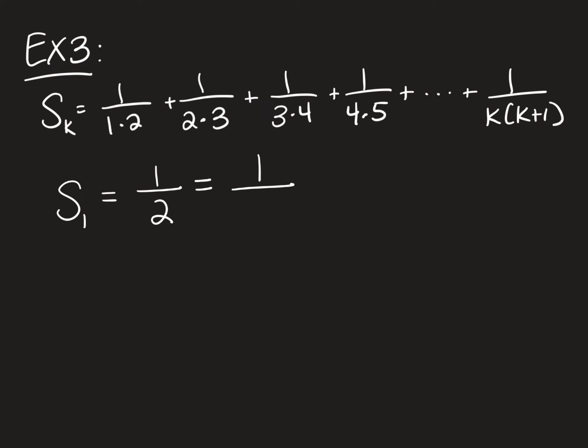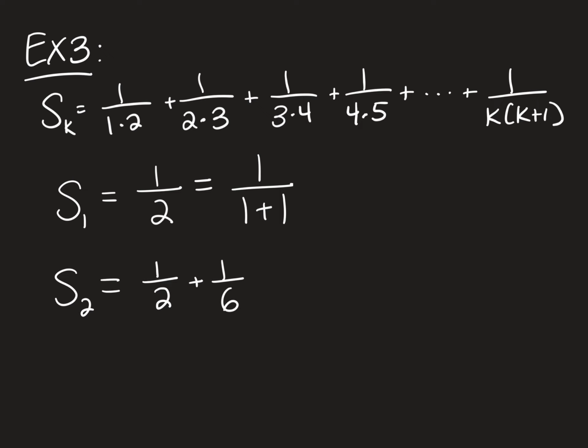Instead of 1 times 2, you could do 1 plus 1. Yes, yeah, 1 plus 1. I know that seems strange, and you'll see why we do this as we work through this problem. So let's find the sum of the first 2 terms. So that's going to be 1/2 plus 1/6.